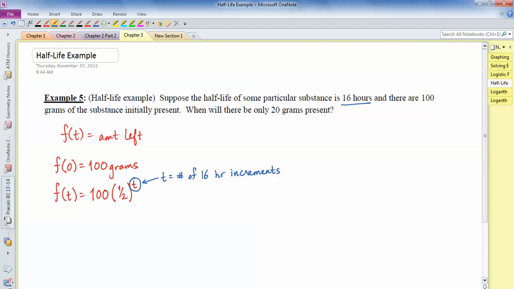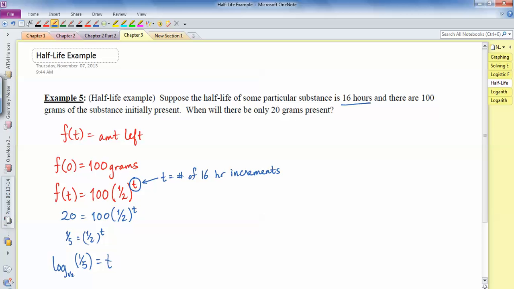So if we work this problem out, I need to set 20 equal to 100 times a half to the t. Then when I divide the 100 over, I get 1/5 on this side equals 1/2 to the t. And then I can take the log of both sides, or you can do the conversion formula, whichever way you like. I'm going to use the conversion formula. So it'd be log base 1/2 of 1/5 equals t.